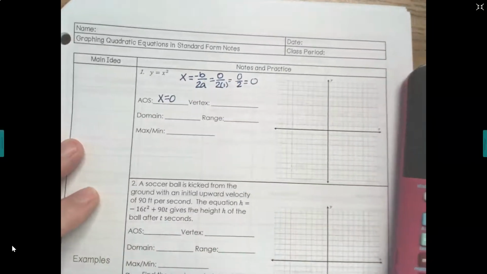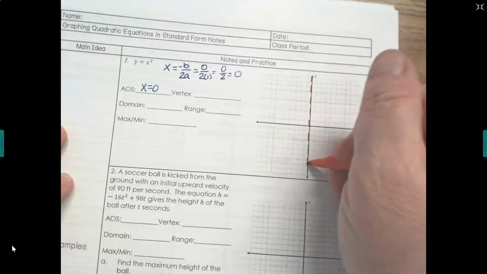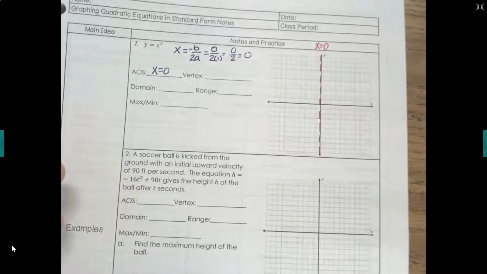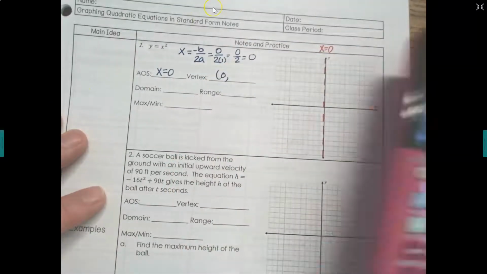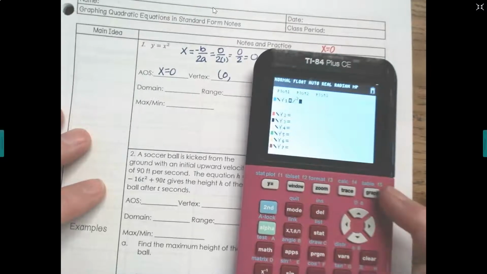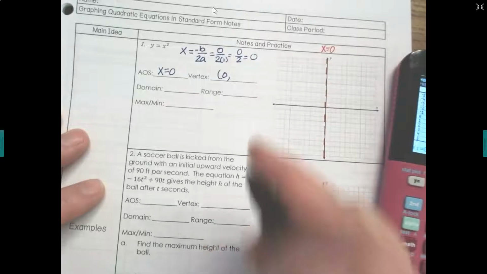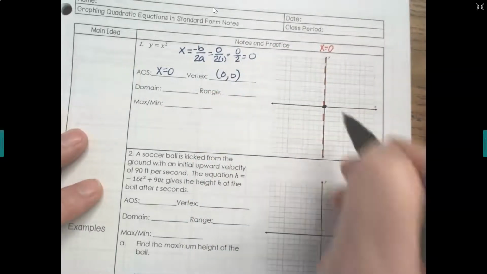So what I like to do, x is 0 is this line right here. I'm just going to draw in my axis of symmetry so I know my graph is going to be symmetrical about that. x equals 0 is the name of that line. I know my vertex has the same x value. So now I've got my equation in. Go look at the table of values, and we want to go to where x is 0, and my y value there is also 0. So now I know my vertex is at (0, 0), which for the graph is right there.